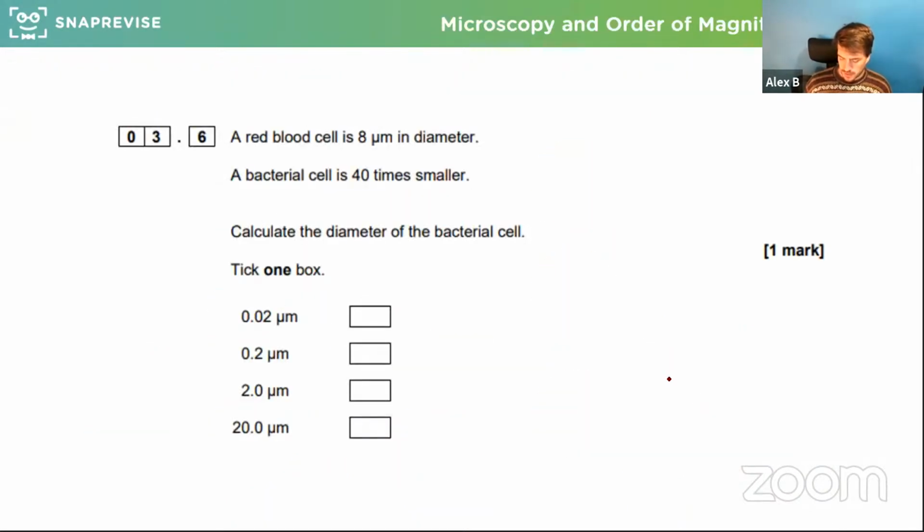So let's do an exam question. A red blood cell is 8 micrometers in diameter. A bacterial cell is 40 times smaller. Calculate the diameter of the bacterial cell. So what are we going to do here?